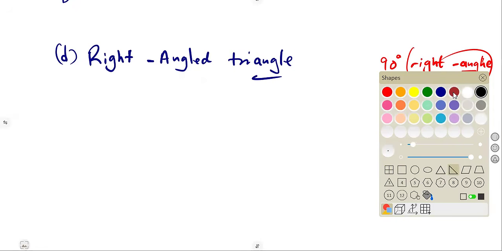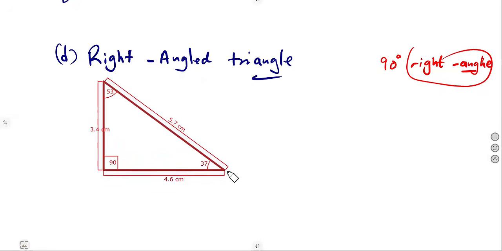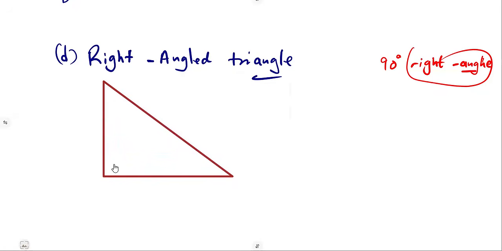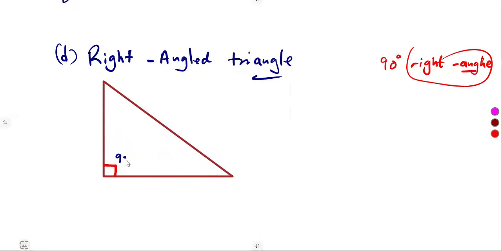Let me try to have it this way. Yes, like this, okay? So let's say we've got something like this. This is a right angled triangle. There is an angle of 90 degrees inside of this. It's a special case that we are talking about. Having this angle of 90 degrees, there cannot be two of them.